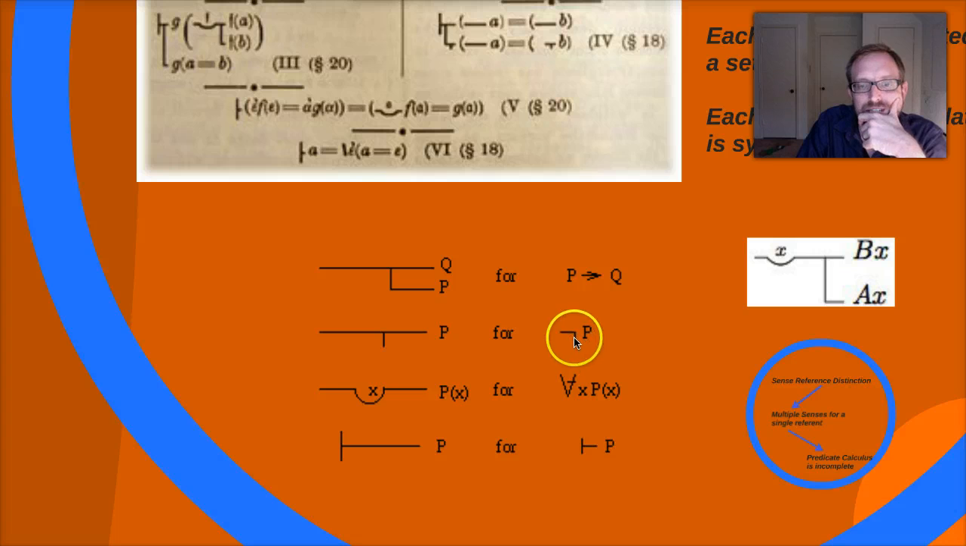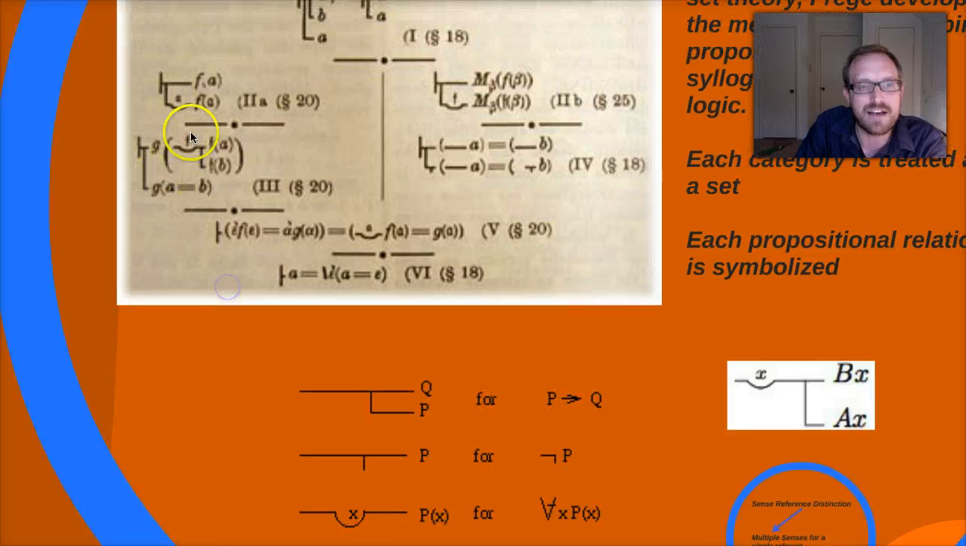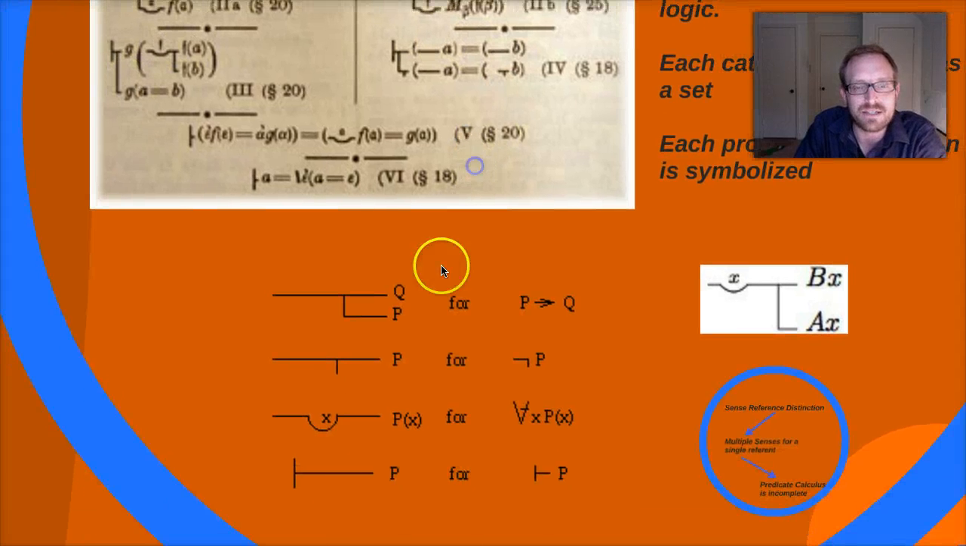Here you have, for instance, if you put a line before something, that symbolizes negation for him. Here, if you put a circle, and then a half circle, and inside of it you put an X. He used Gothic letters, as you can see. He used F's and G's primarily, and A's. Then what you have is a universal statement regarding P, right?